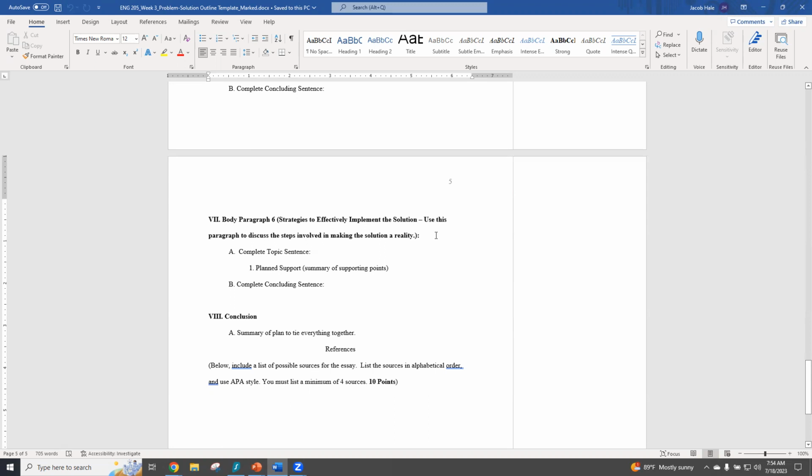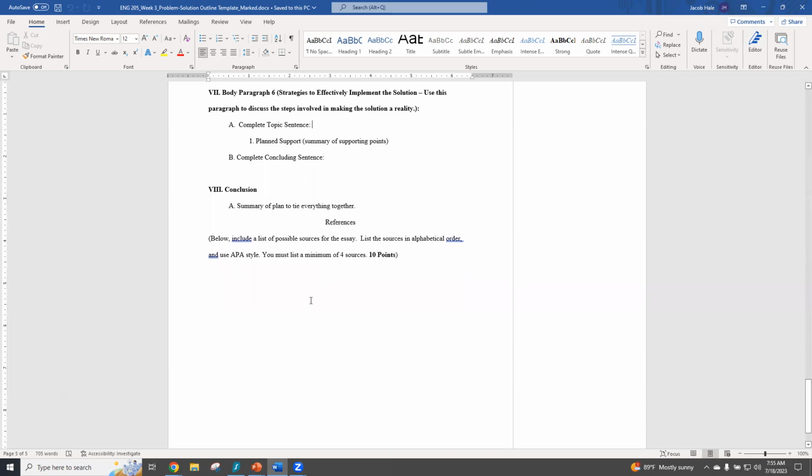That should help keep you more organized, and it also makes grading this assignment much easier, because everything is clearly labeled, it has its own place in the document. Lastly, you're going to include references. You need to have a minimum of 4 sources. They need to be cited in APA style.